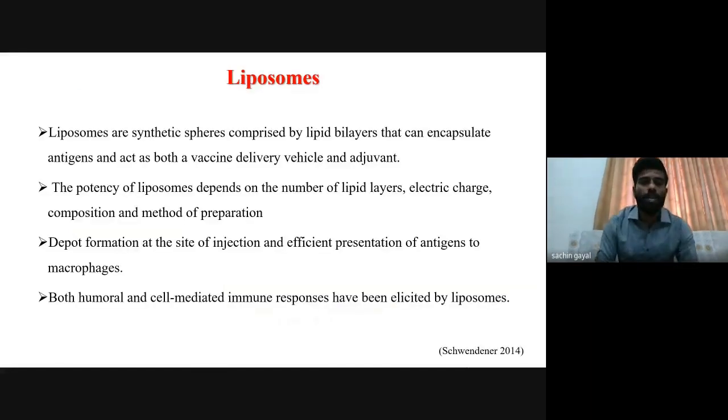Liposomes. Liposomes are synthetic spheres comprised of lipid bilayers that can encapsulate antigens and act as both a vaccine delivery vehicle and adjuvant. Means it acts as an adjuvant as well as a delivery vehicle. Both humoral and cell-mediated immune responses are given by liposomes.